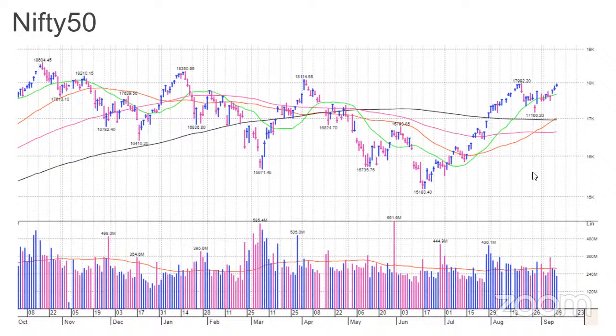Also, Sensex yesterday closed above the 60,000 level, which is a very high psychological level. Also today, if Nifty closes above the 18,000 level, it will be a very good sign that fresh rallies might happen.